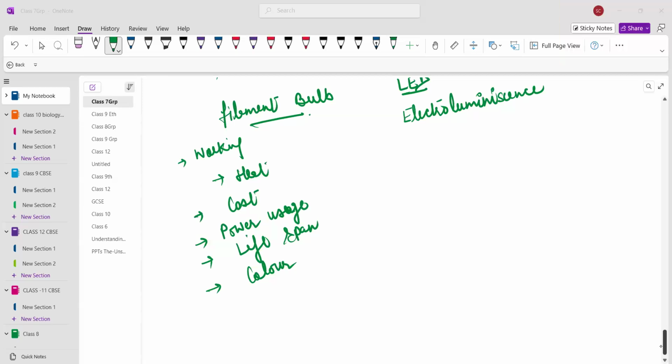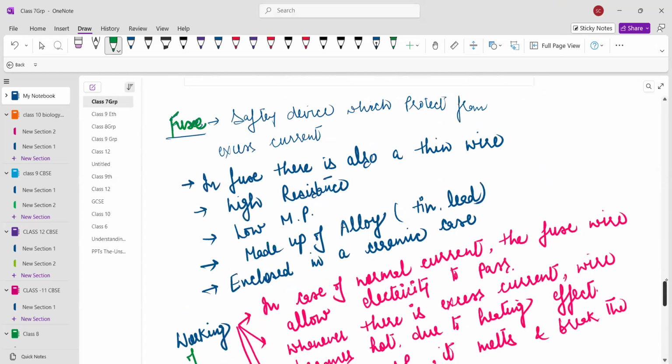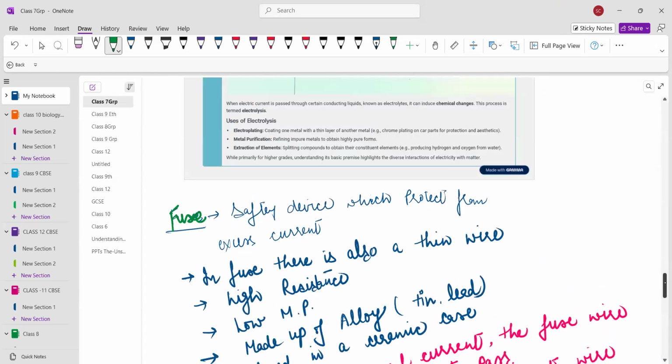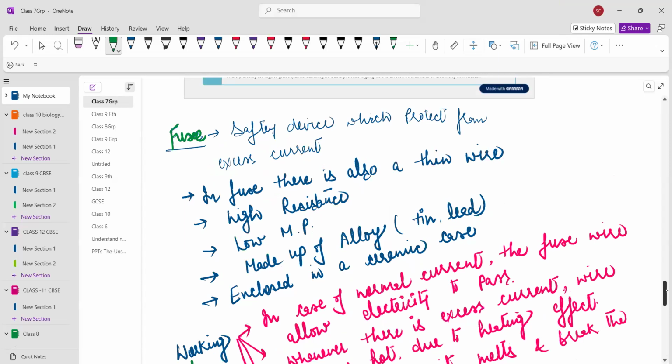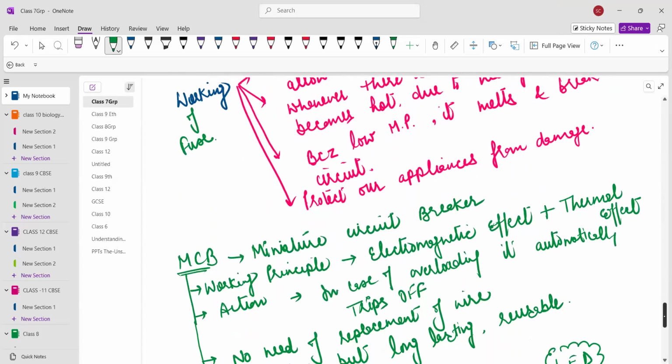So these are all the examples of where we are using the heating effect of electric current. First of all, what is the heating effect of electric current? Then some appliances like fuse we are having, but it is completely replaced by MCB nowadays.